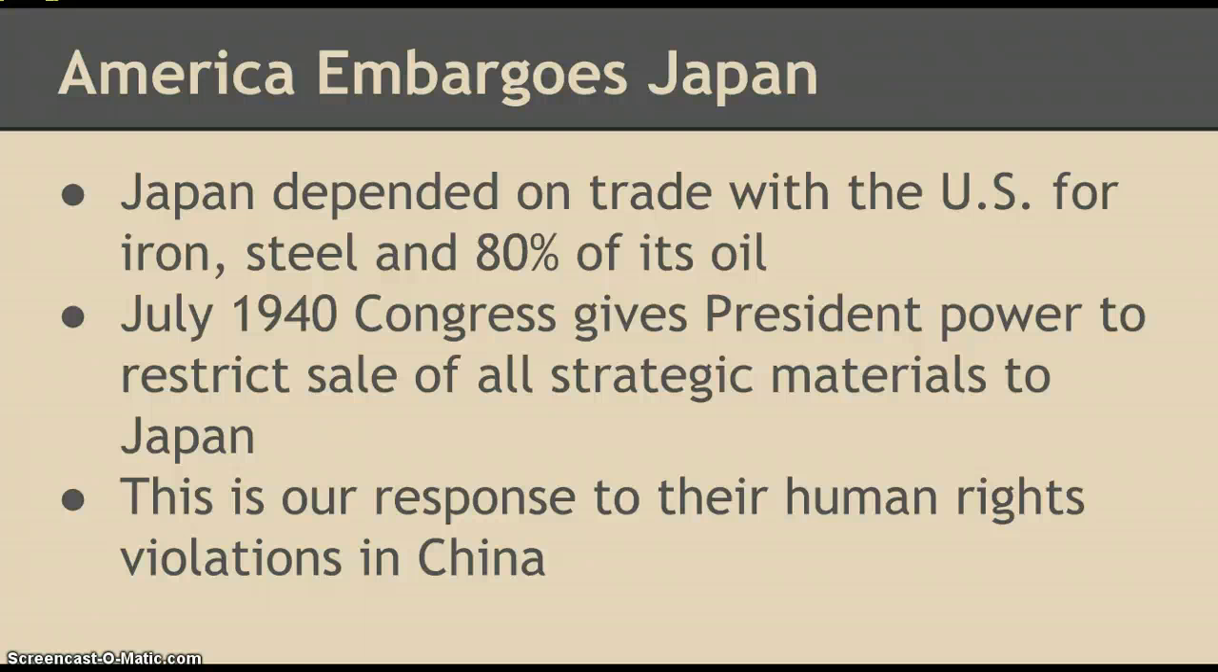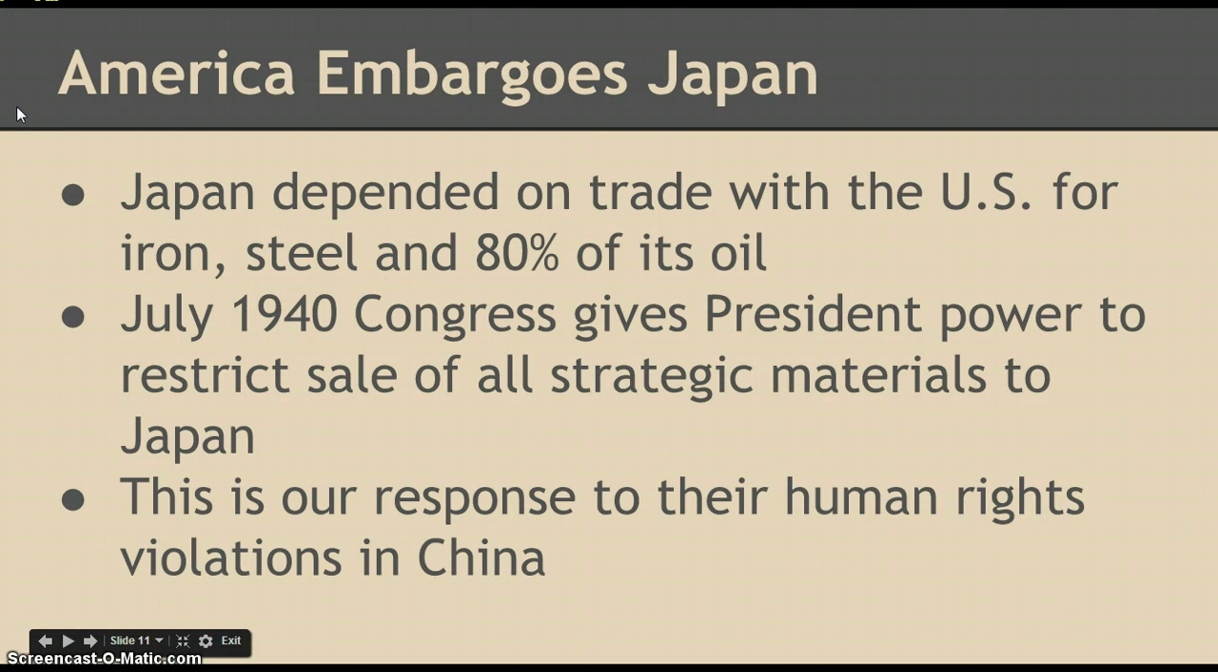So Japan no longer can trade with the U.S. for these materials. And what this is, guys, is an economic way to respond to their human rights violations in China. Right? We can't get involved in the war, but we can certainly put on this economic pressure.